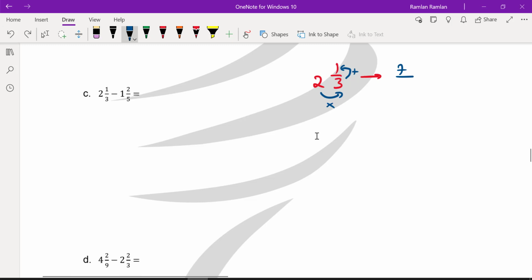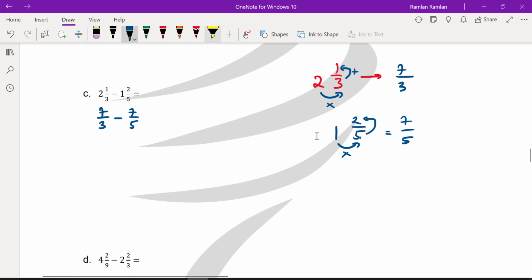It's just 3. So this guy becomes 7 over 3. Okay, the same thing with this one, right? 1 and 2 over 5. You multiply 1 with 5, and then you add it with 2. 1 times 5 is 5. 5 plus 2 is equal to 7. So there'll be 7, and then again, guys, the denominator doesn't change. So that will be just 7 over 5. Okay, so that's the first one.